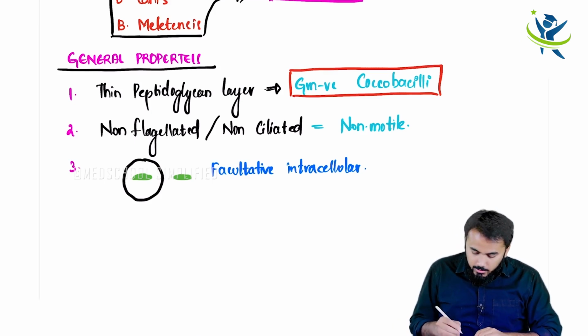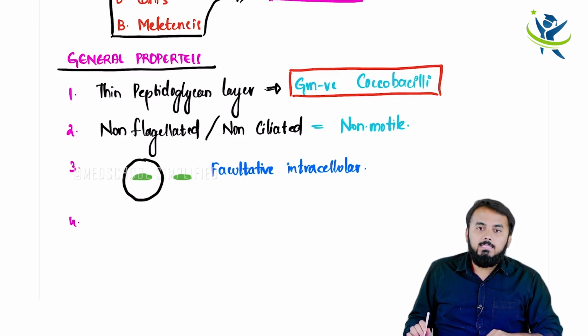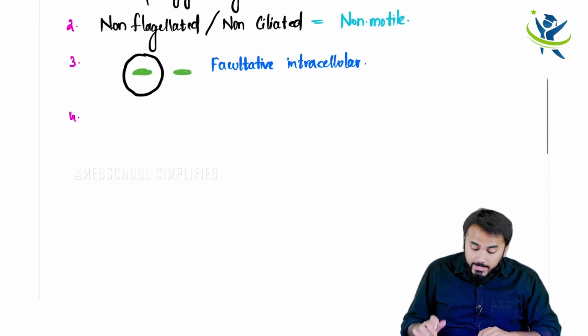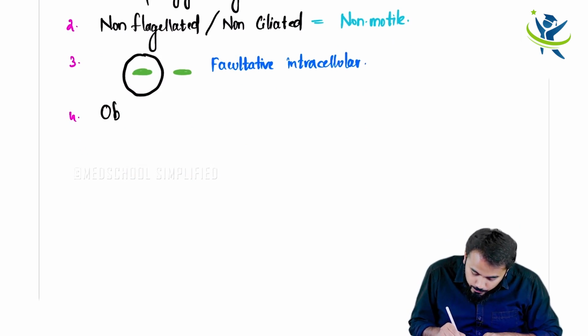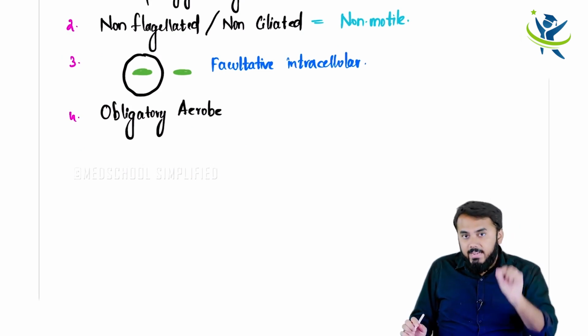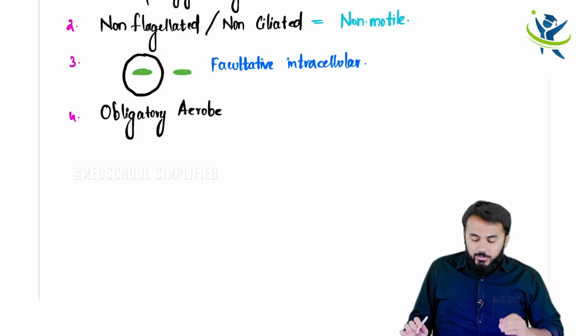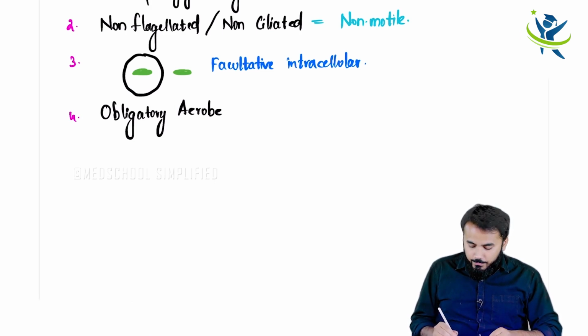For example, look here, I'll make it clear. Another important property of this bacteria is that it is an aerobe. What type of aerobe? It is an obligatory aerobe. What do you mean by obligatory aerobe? It definitely needs oxygen. Without oxygen, it will die. So that is the meaning of obligatory aerobe.